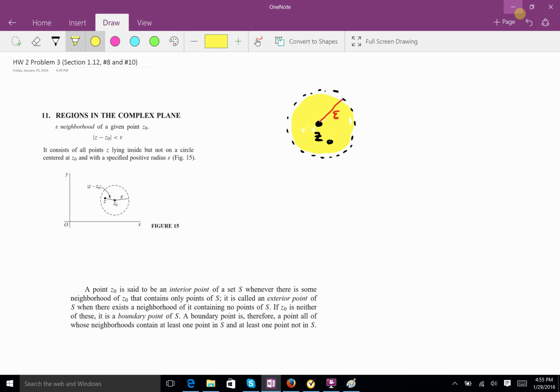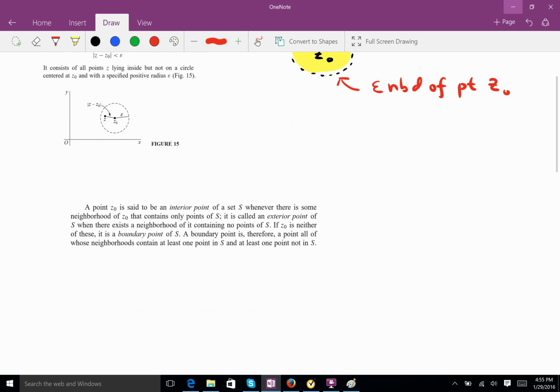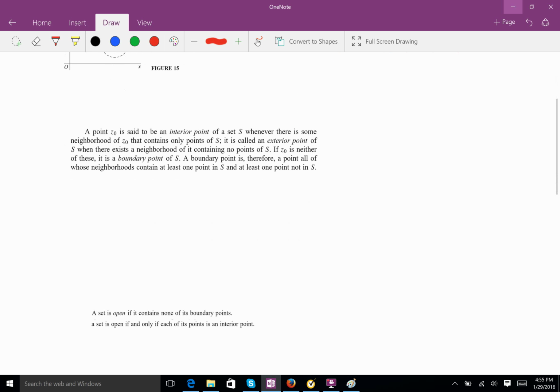And this is said to be the epsilon neighborhood of z naught. We use NBD for neighborhood. Now, why do we care about that? Well, because we're going to want to look at some set in the complex plane. Let's just call it S.